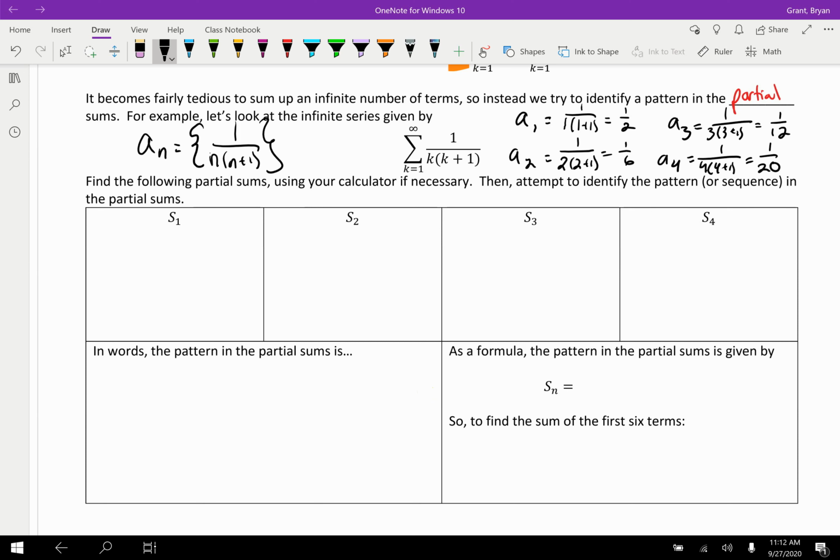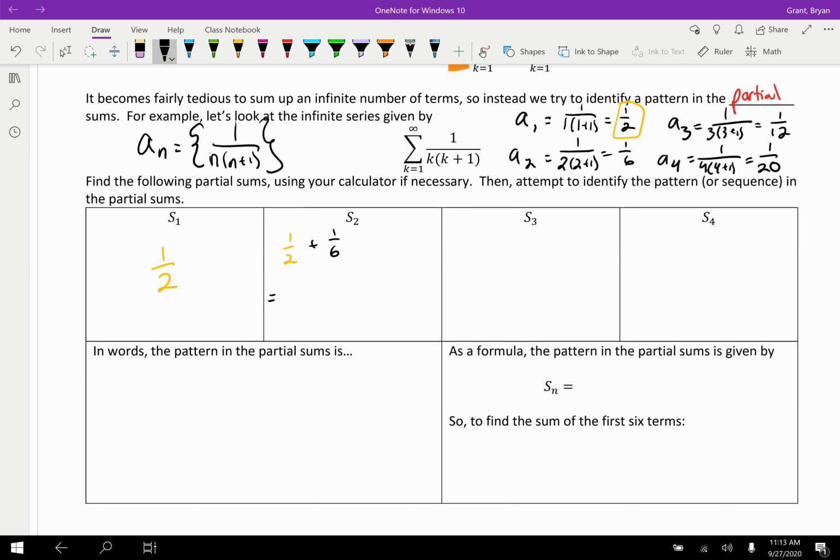So the first partial sum, super easy. It's just the first term. It just means add up to the first term. I can do that. S sub 2, though, is a little trickier. We take the first term, and we have to add all the way up until we get to the second term. The second term is 1/6.